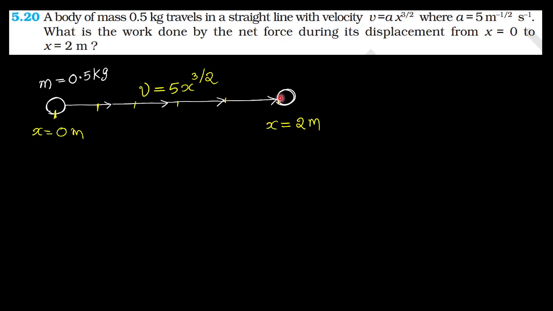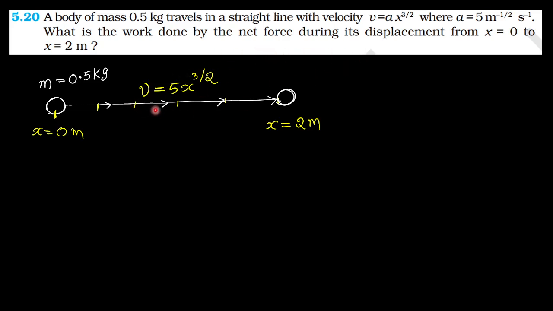As the body moves along a line, the velocity is not a fixed velocity. The velocity depends on the position, given by the formula v equal to 5 into x raised to 3 by 2, where x is the position of the body. So all these are mentioned in the question.